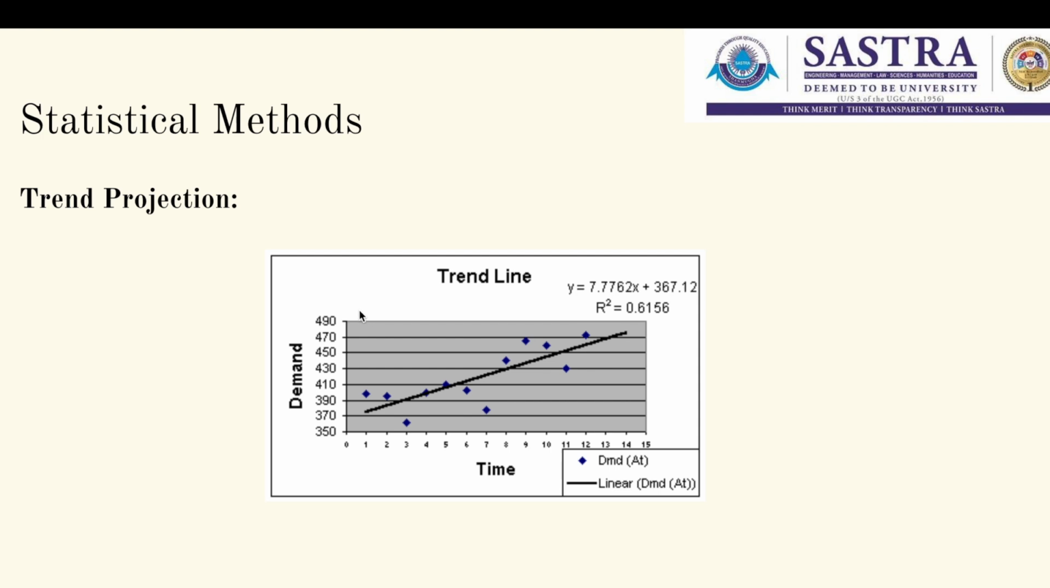And here is our first statistical method. Statistical methods, like I already mentioned, use numerical data that we analyze. This is one of the basic statistical methods, which is trend projection. It is the simplest and most common demand forecasting technique used by organizations.